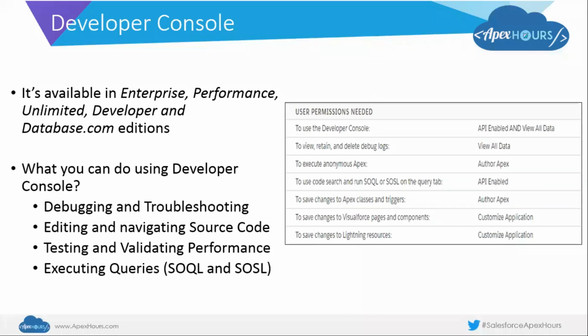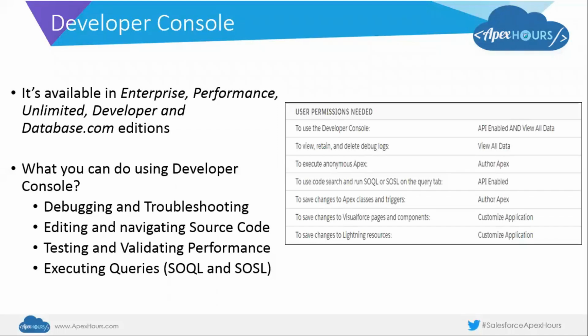Now the very first tool. As you saw in previous sessions, there are a couple of tools. The first tool is the developer console, which helps us write classes, triggers, and execute SOQL queries. We are going to see that in a demo, but there are a few things I would like you to know about this. The developer console is a free tool available with every Salesforce org. It is available with the Enterprise, Performance, Unlimited, Developer, and Database editions. These are all different editions available from Salesforce.